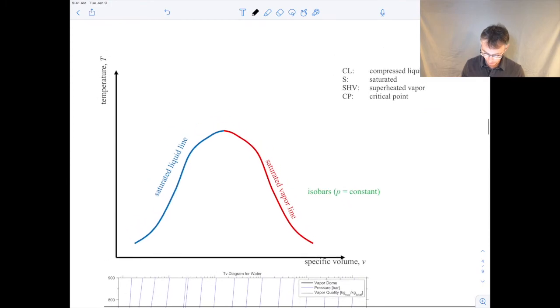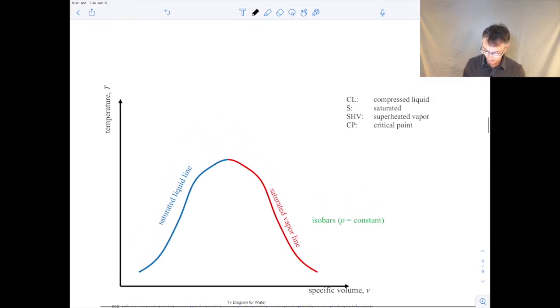So that will look much the same. Let me do the rough sketch first, and then we'll do what it really looks like. So here's temperature on this axis, specific volume on that axis. We still have the appearance of the vapor dome with the saturated liquid line, saturated vapor line. We still have a critical point. We still have the saturated liquid vapor mixture region.